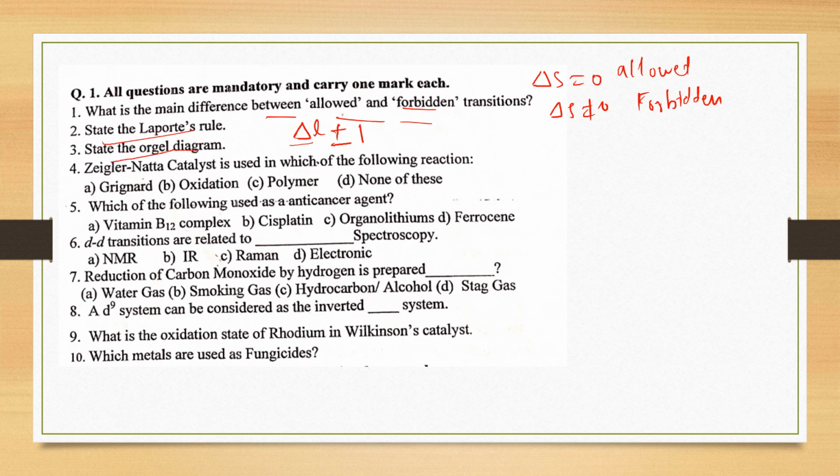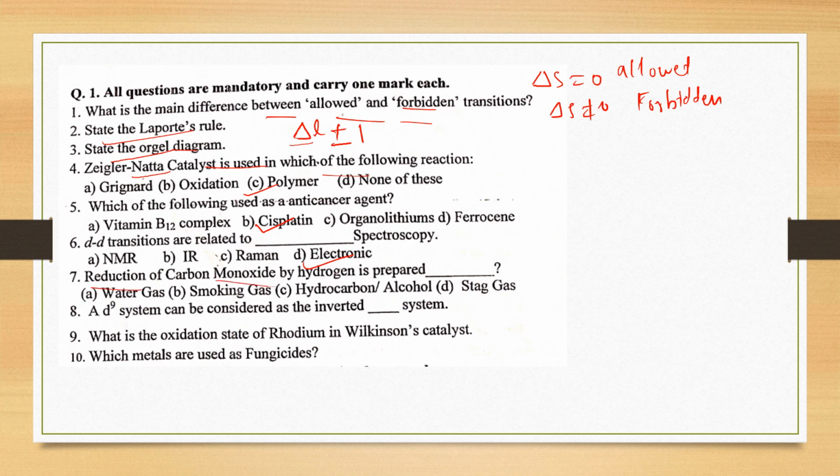State the Orgel diagram. Orgel diagrams are diagrams which tell the energy of ground state and transitions as per electronic spectra. So in electronic spectra, where a transition will occur is told by the Orgel diagram. Ziegler-Natta catalyst is used in which of the following actions? It is polymerization. Which of the following is used as anti-cancer? Cisplatin is used as an anti-cancer agent. d-d transitions are related to electronic spectroscopy.